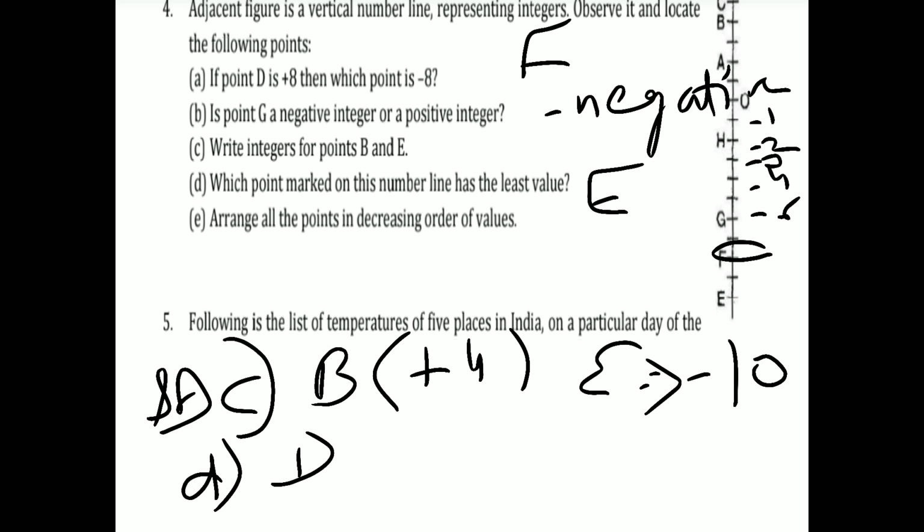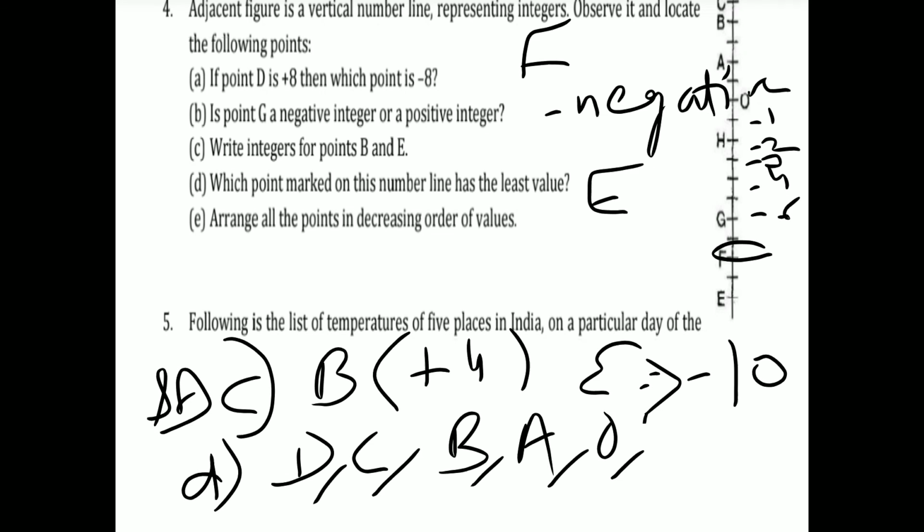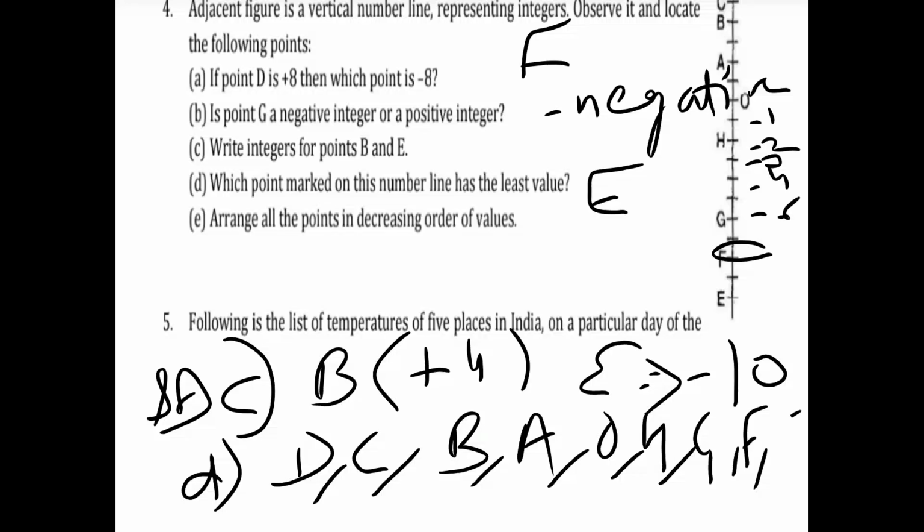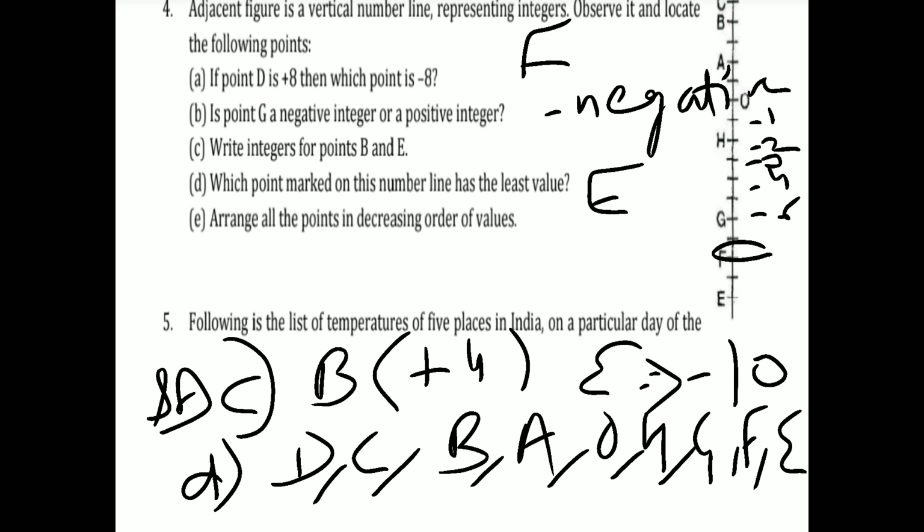D के बाद कौन सा point है? C. Then B. Then A. D, C, B, A, 0, H, G, F, E. Clear? You have to do in the copy only this one question.